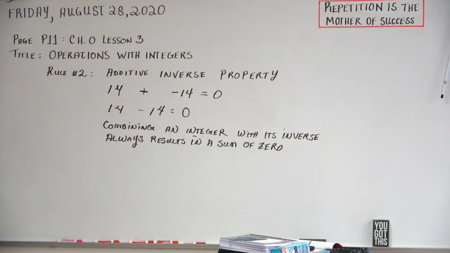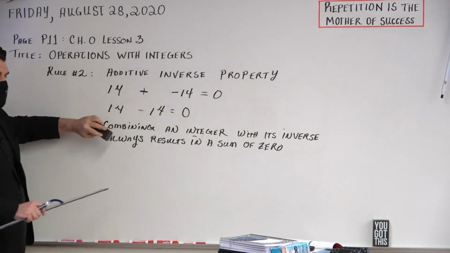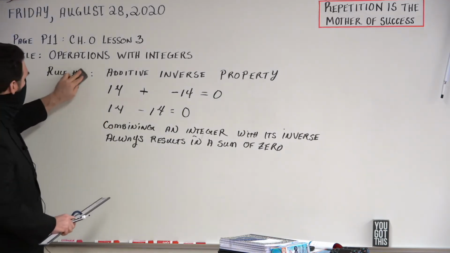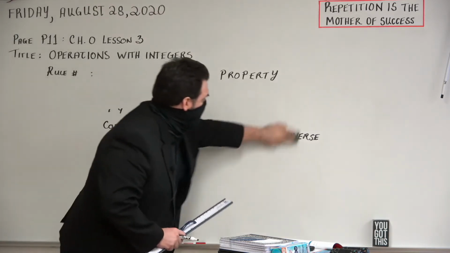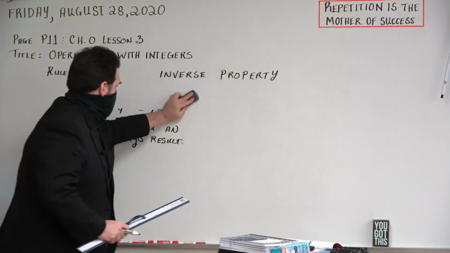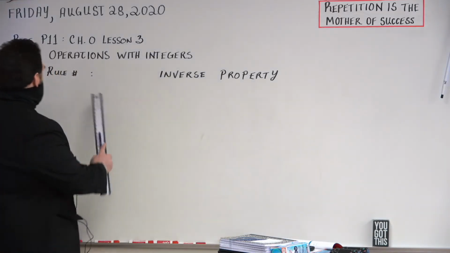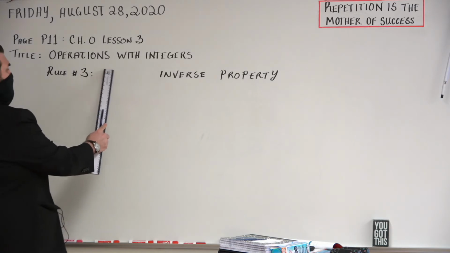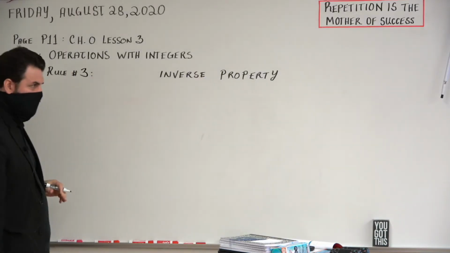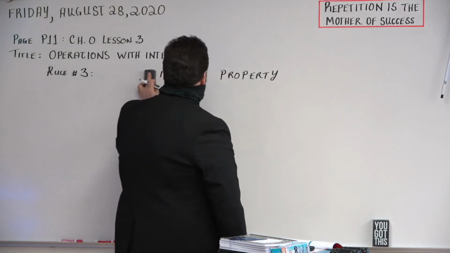Anybody still writing? Okay, so I can erase. All right, so we did the additive inverse property. Rule number 3 is going to be just one word different. Rule number 3 is going to be the multiplicative inverse property.